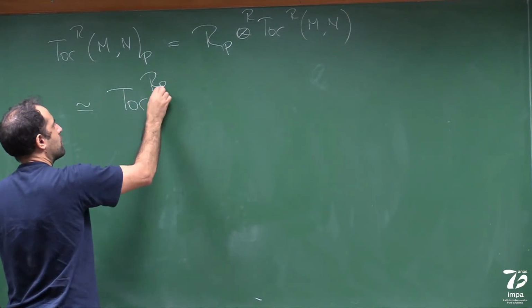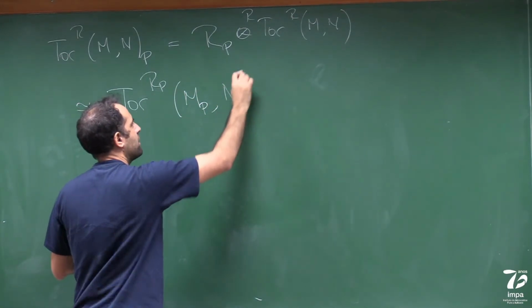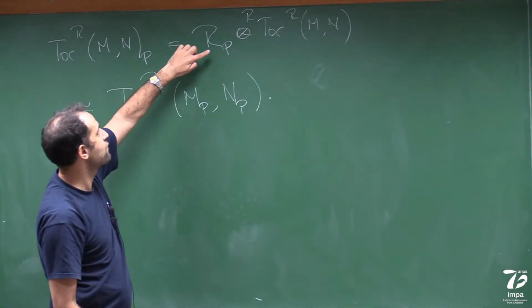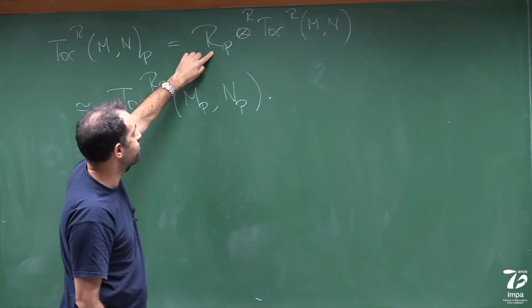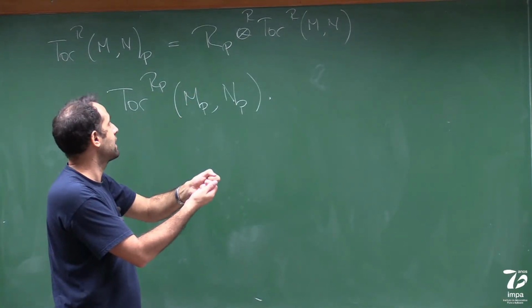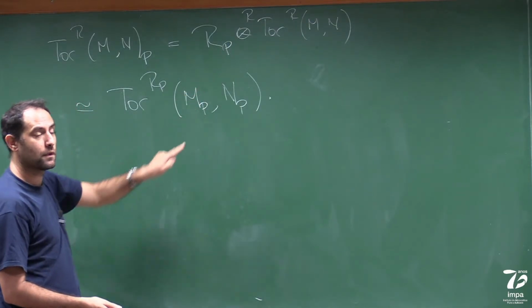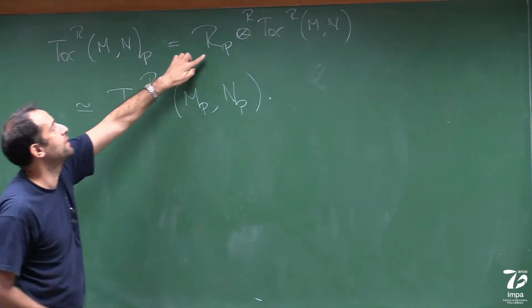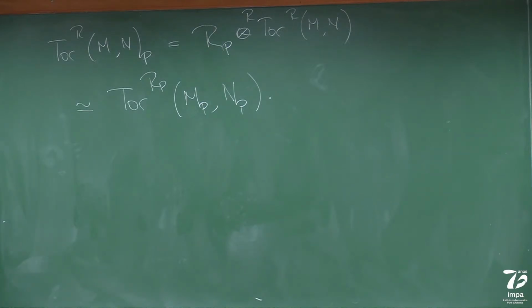This is the same thing as Tor RP of M tensor with RP, which is MP, and N tensor with RP, which is NP. This is the lemma that we've proven for commutative rings, that if we have a flat R module, which is also a ring, then we can take the pullback of two things and turn the tensor product, or I can just take the tensor product first and then pull them back. I'm doing the pullback by the map which is just the inclusion of this open inside of R. Okay, so that's the statement.